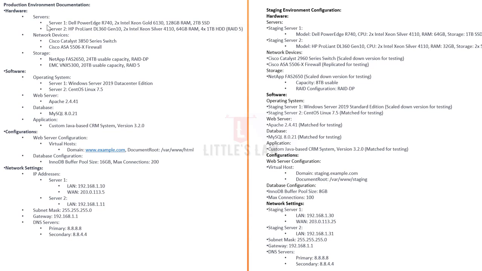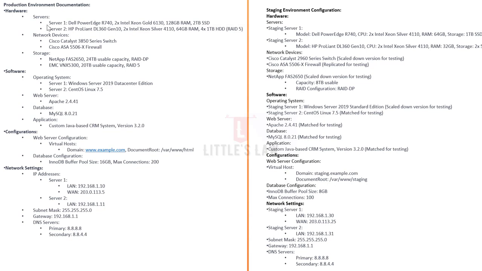So in the software, I am using Windows Server 2019 Data Center Edition in the production environment, and the Linux environment as well. But when it comes to the staging, I am scaling it down to the Standard edition, which is going to be a single machine edition for Windows Server 2019. But with the Linux environment, I'm just going to match the same for the testing.